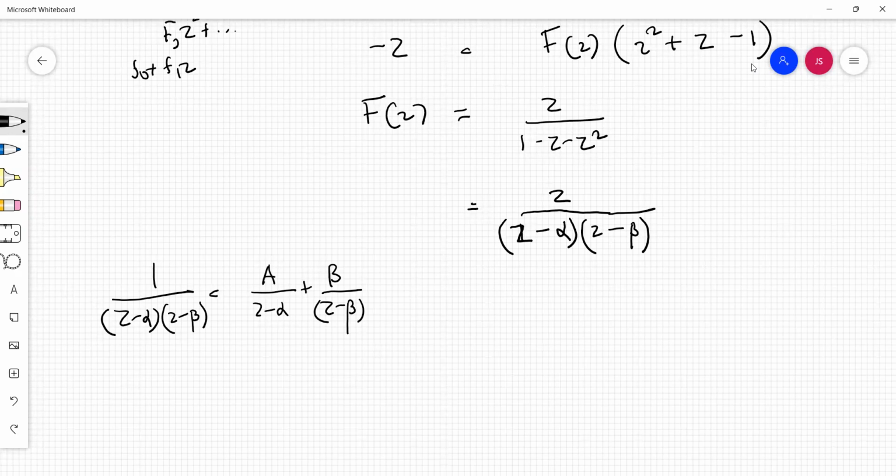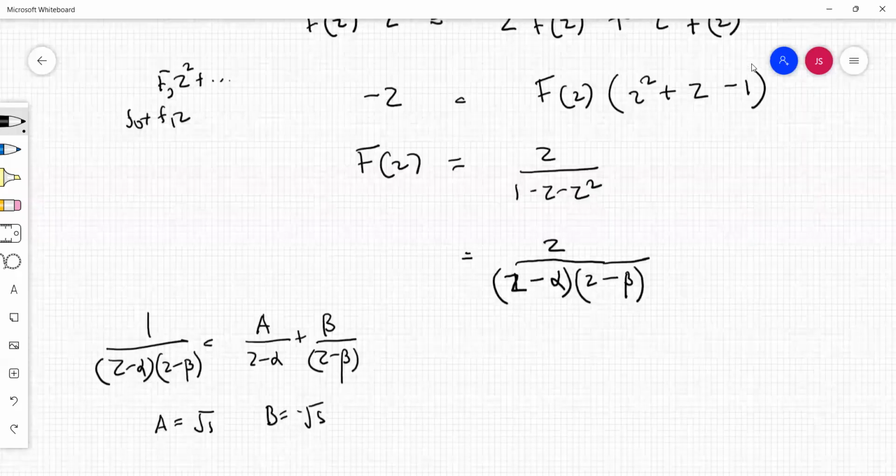From that, you can find AB. I think you get A is equal to root 5, and this is equal to minus root 5. Actually, in the left hand side numerator, instead of 1, it should be Z, right?